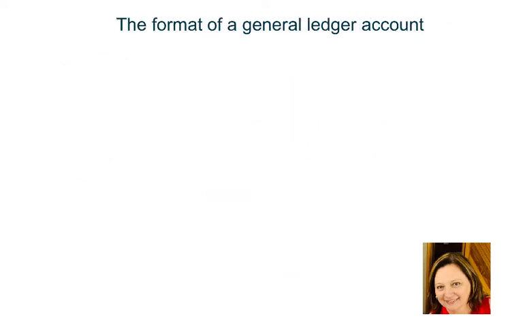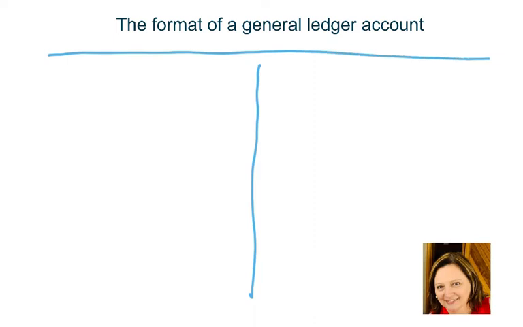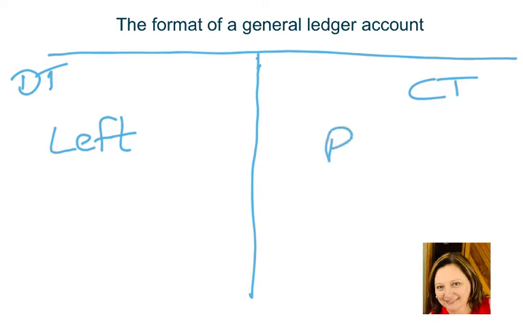The general ledger account is also referred to as a T account because you have the line on top and then also the line in the middle of the page. On the left-hand side of this middle line, you have the debit side, and on the right-hand side, you will have the credit side. So your debit entries will always be on the left, while your credit entries will always be on the right.